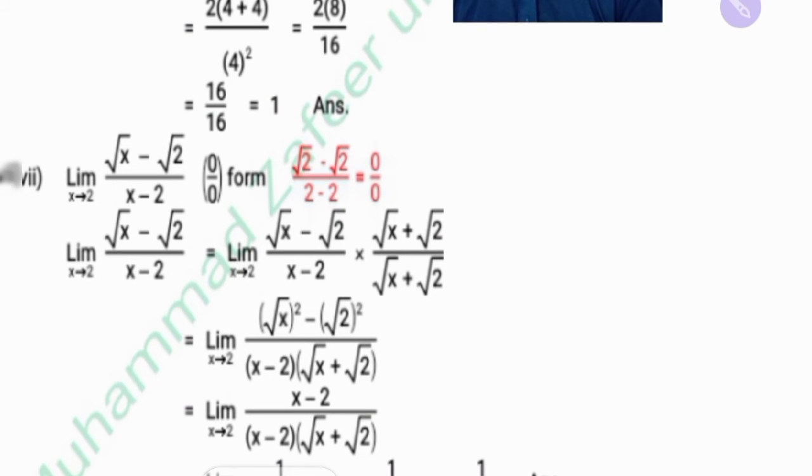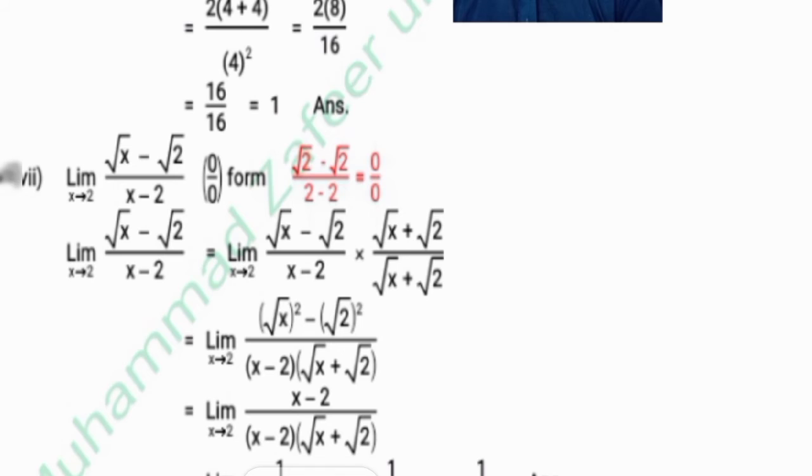We cannot take common, we cannot apply a formula, we cannot middle break here, we cannot take common. There is one thing that we can do: rationalize it.